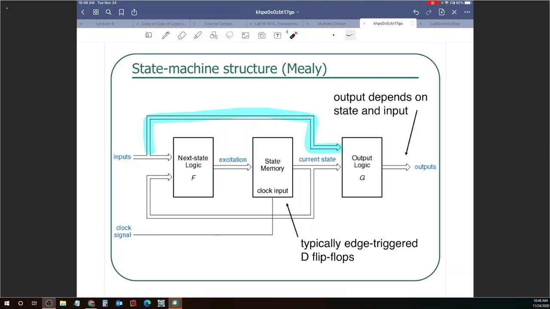You still have a combinational logic over here, still have a combinational logic over here. You have all the flip-flops implemented right in the middle, and there is a feedback from the flip-flops back to the input, so that's how we implement memory, by using that feedback. And inside the state memory, we typically have edge-triggered D flip-flops.